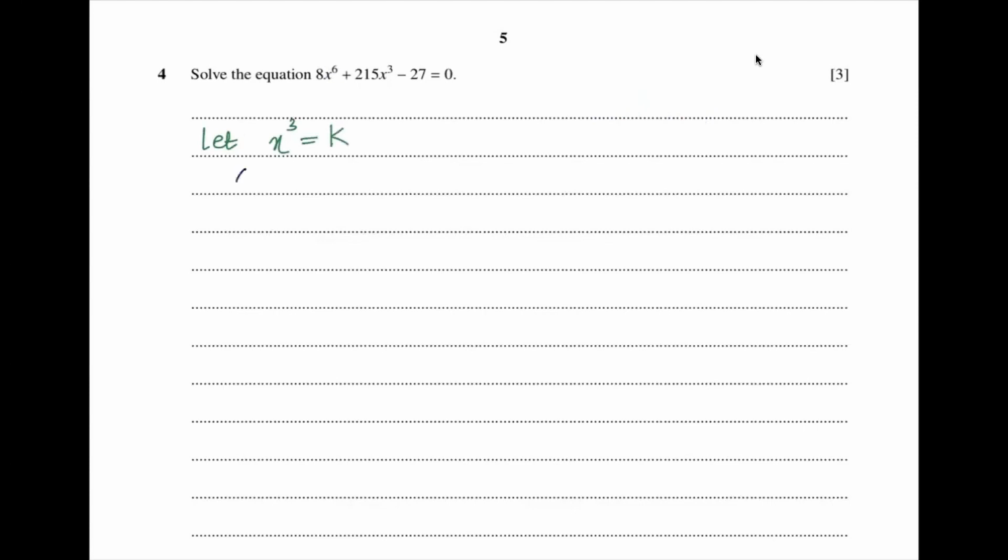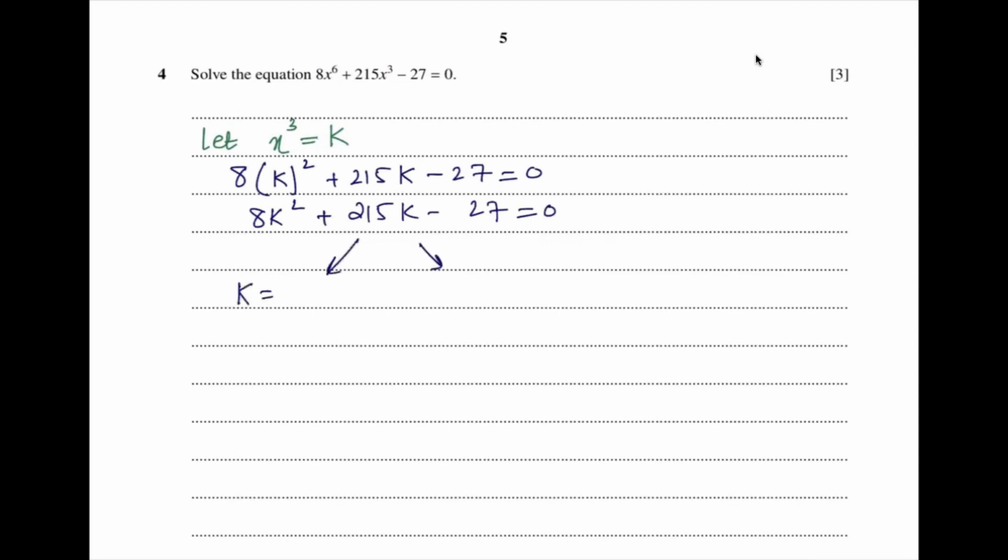So 8k² + 215k − 27 = 0. Now you get a quadratic equation in terms of k. You're going to solve for the value of k. You can use the quadratic formula to do that, and you're going to get two values of k. The two values are going to be 1/8 and −27.